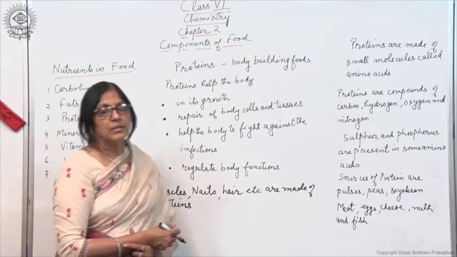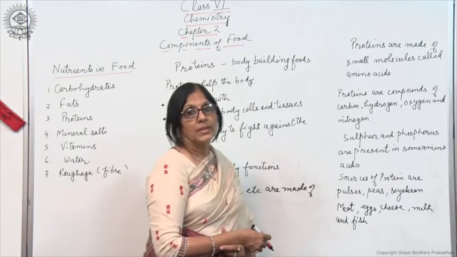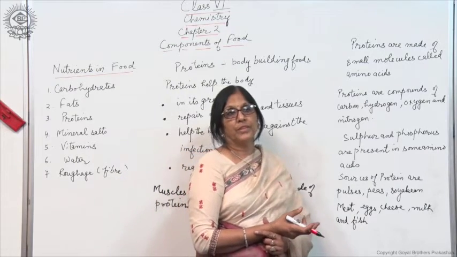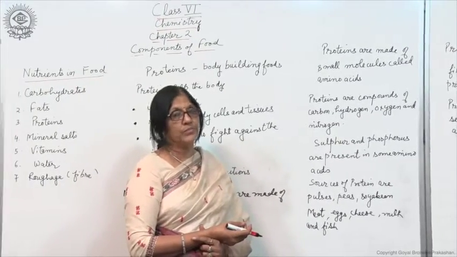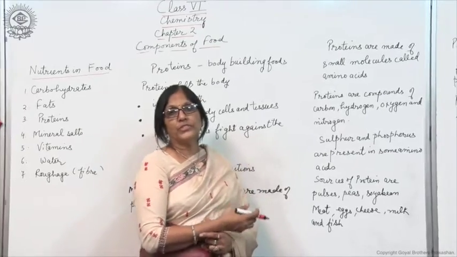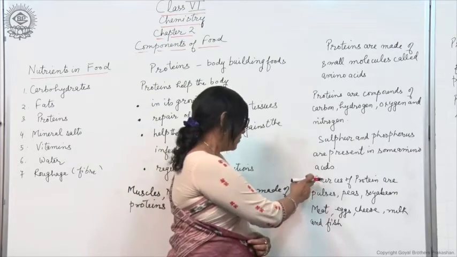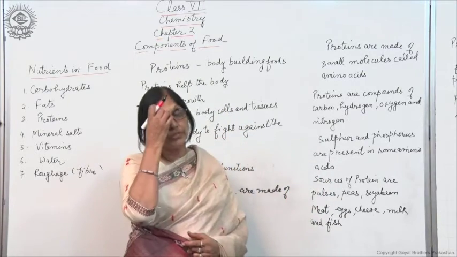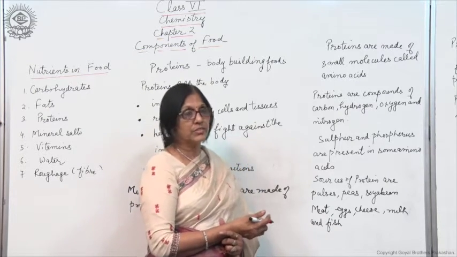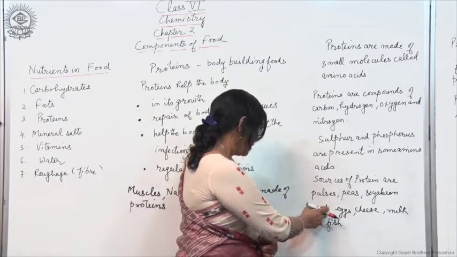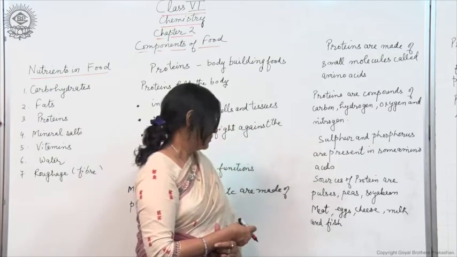Now proteins are made up of small molecules which are called amino acids, and proteins are organic compounds which are made from the elements carbon, hydrogen, oxygen and nitrogen, and some of the amino acids contain sulfur and phosphorus also. What are the various sources of proteins? Proteins are mainly present in pulses, in soybean, peas, and in animals. Animal proteins are meat, eggs, cheese, milk and fish.